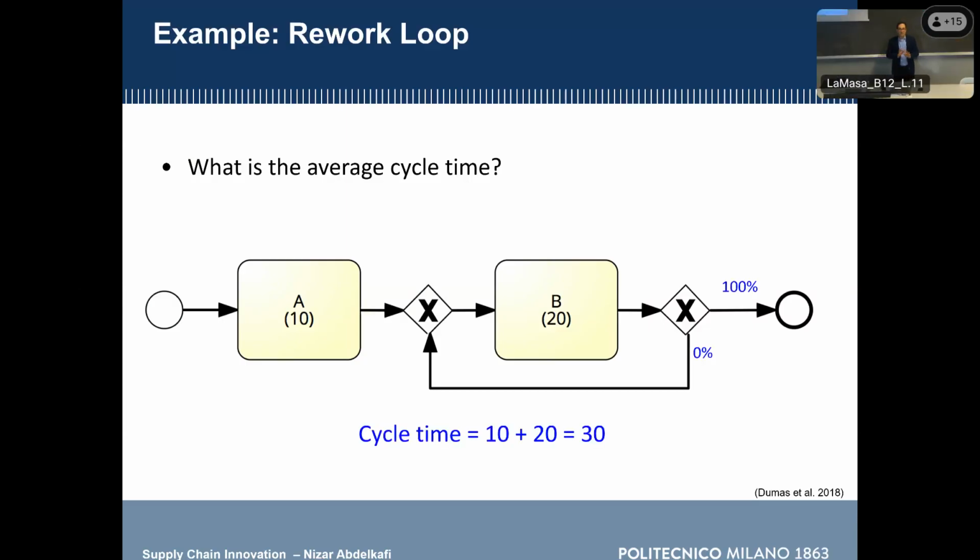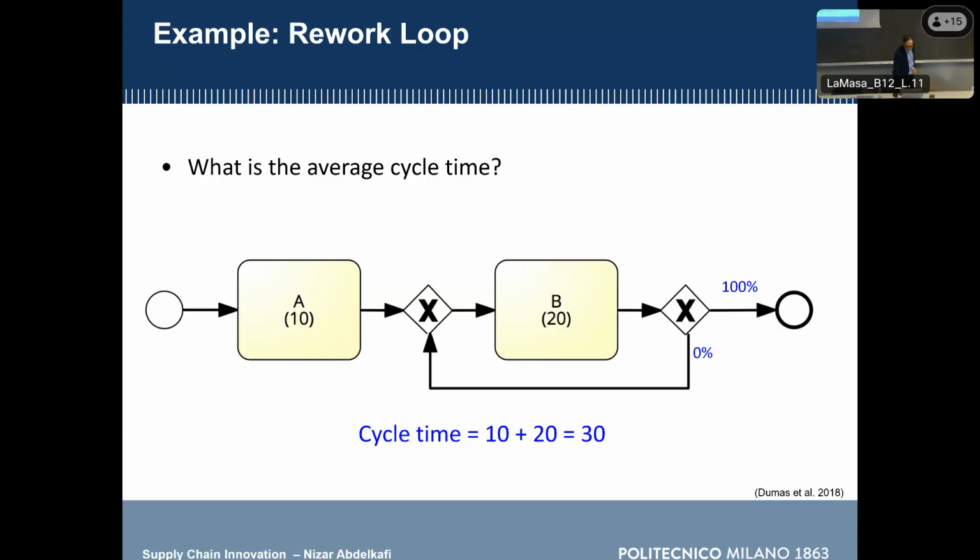Let's start with the simplest case, which is, let's say, 100% that we go out, so we don't need the loop at all. So there's 0% that we go through the loop. Then it will be very clear: it is 10 plus 20, it is 30, both activities are in sequence.